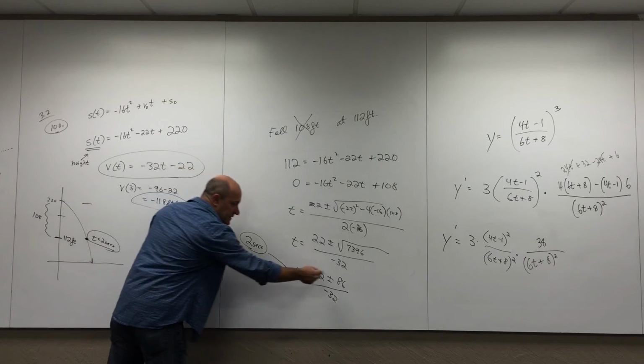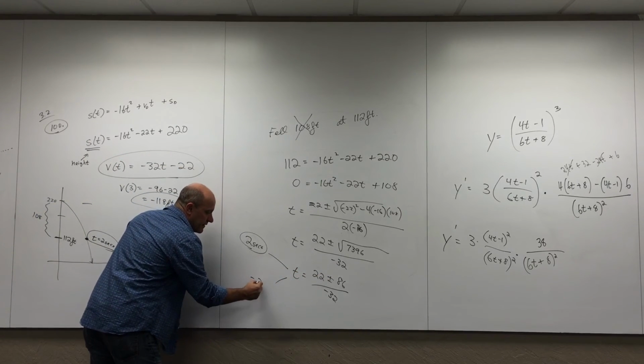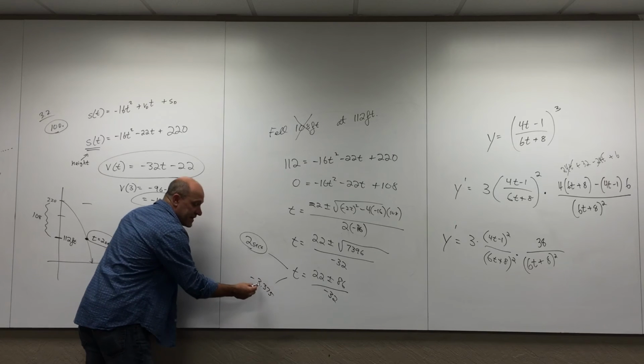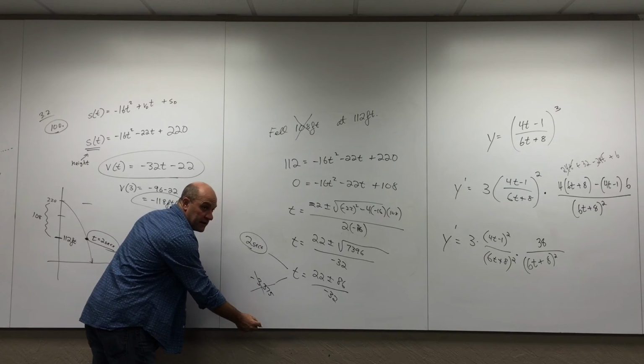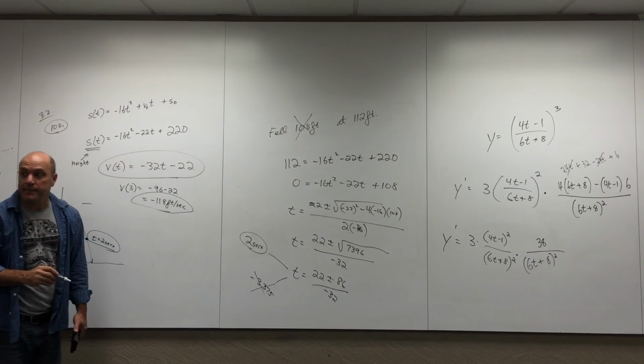We can find it. What is it? Negative 3.375. Thank you very much. There it is. But because it's negative, that's not the one I wanted. I wanted that positive time.